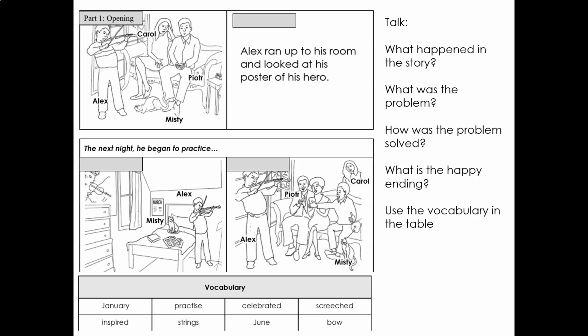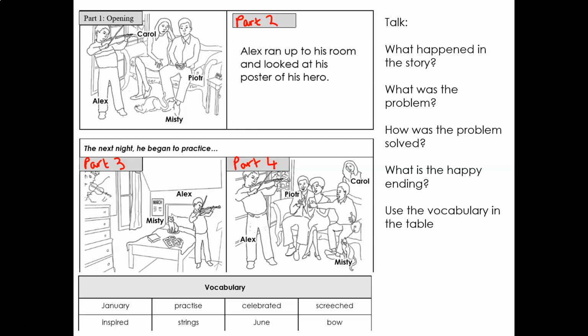So we have part 1, the opening, okay? We have part 2 here, where Alex ran up to his room. We have part 3 and part 4 of our story. So we need to say, well, what happens in this story? What was the problem? How was it resolved? What's the happy ending?